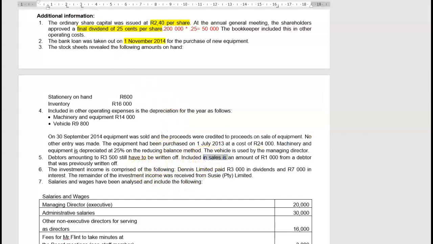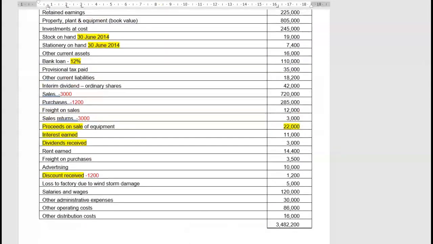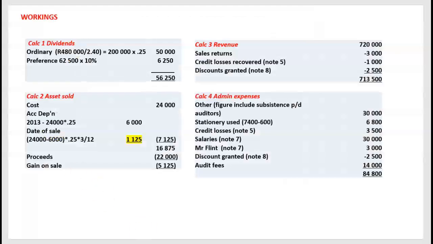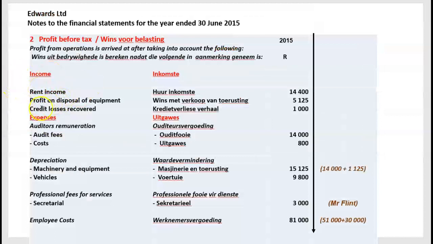Included in sales is an amount of 1,000 Rand from a debtor which was previously written off. So clearly we have to take it out of our sales figure there, minus 1,000 Rand, and we're going to have credit losses recovered. Now we have to disclose credit losses written off, and we have to disclose credit losses recovered in our profit before tax note. So in our note, under income, because it's an income, credit losses recovered, 1,000 Rand.